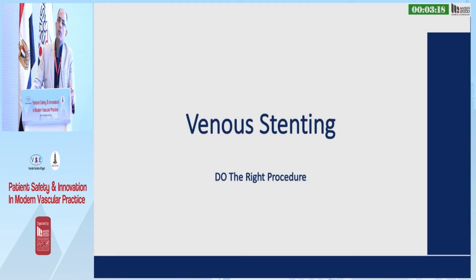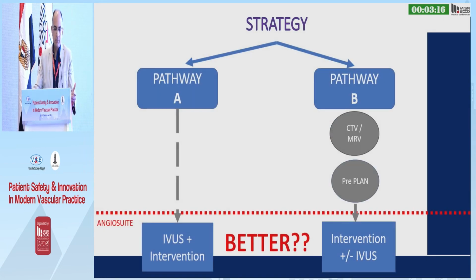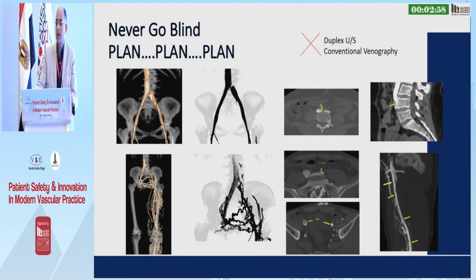So what about doing the right procedure? Venous stenting, there are two strategies. You either pre-plan with CT venography, make all your pre-planning before going into the angio suite, and that's my preferred method. While other centers take the patient to the angio suite and then do IVUS and then decide what to do, I always prefer to pre-plan. I always prefer to never go blind. I take all my measurements with the direct CT venography, of course, and do all the hard work before going into the cath lab.